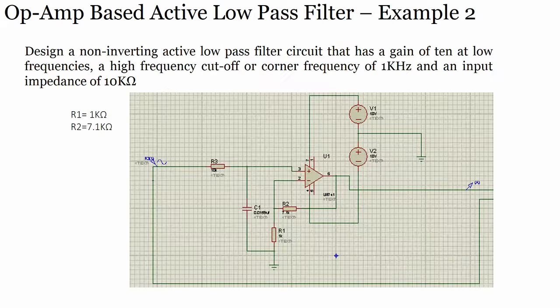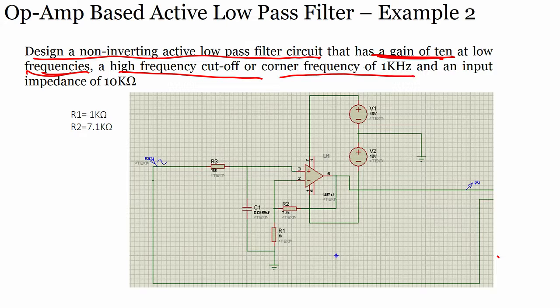So, let us take another example. Here you see a circuit, prepared by Sitaram using PSpice. He says, if you want to design a non-inverting active low pass filter circuit that has a gain of 10 at low frequencies, a high frequency cutoff or corner frequency of 1 kilohertz and an input impedance of 10 kilo ohm, for this given set of values, what will be R1 and R2?